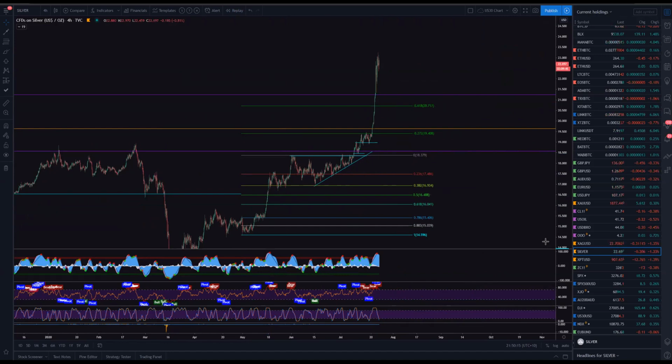Yeah, bullish engulfing through resistance, pretty much. Oh, all good, all good. Everything's fine.